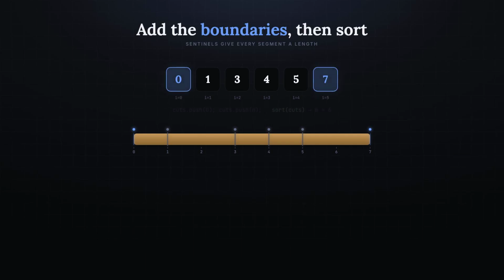Append 0 and n to the cuts, then sort. Now the endpoints act as sentinel boundaries, and every consecutive pair delimits an indivisible piece. Without them, a segment would not have a well-defined length.